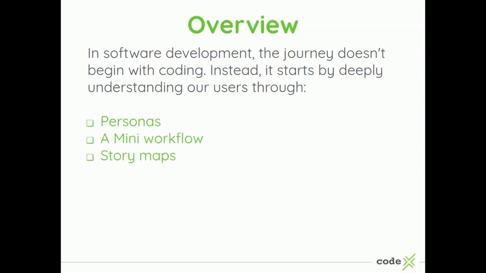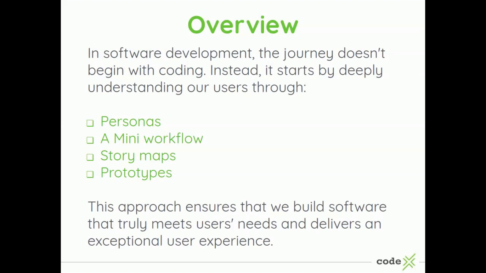The story map follows, visually mapping out the user journey and software features, helping prioritize and align the team. Before writing a single line of code, prototypes come to life, providing interactive mockups to validate the ideas and gather feedback. This thoughtful and iterative approach ensures that we build software that truly meets users' needs and delivers exceptional user experience. By embracing this holistic process, we create meaningful and impactful solutions that stand the test of time.